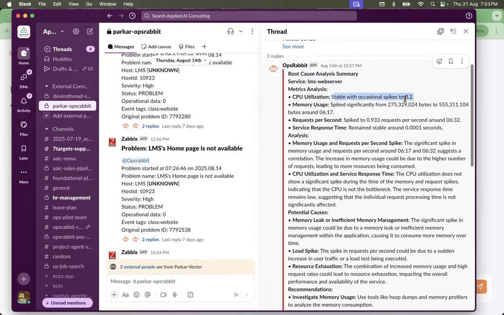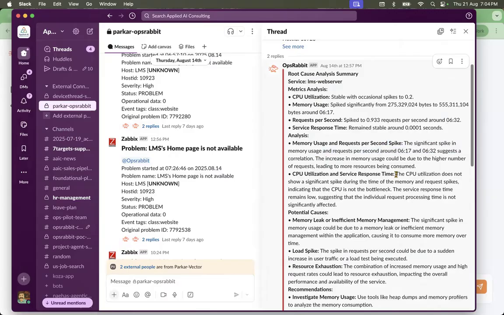It looks CPU seems stable at 0.2%, but memory has spiked from 275 MB to 555 MB at 617. So these requests that have spiked, they spiked till 632. The service remained stable for a few seconds, and then here you can see the memory usage and the requests that had spiked. They have a correlation, so it has correlated the memory usage along with the spikes. So it says that the significant spike suggests there is a correlation, and the increase in memory could be because of these requests, higher number of requests.